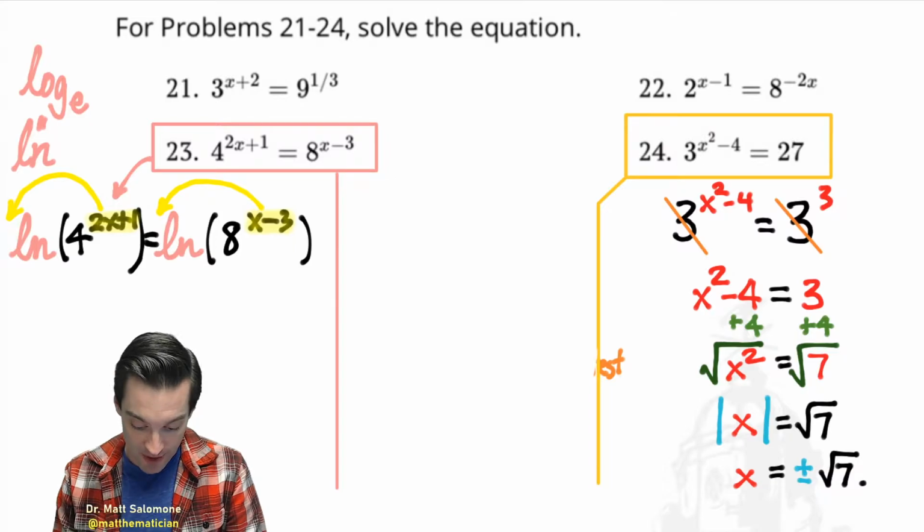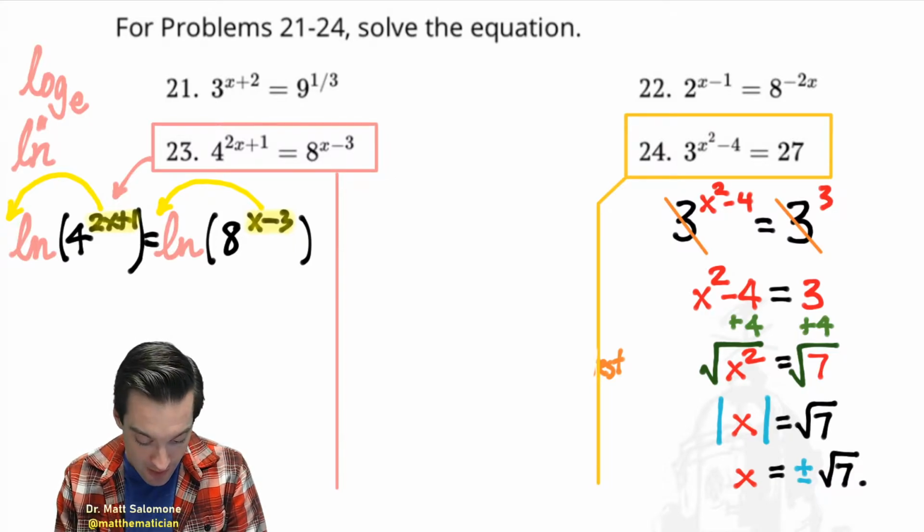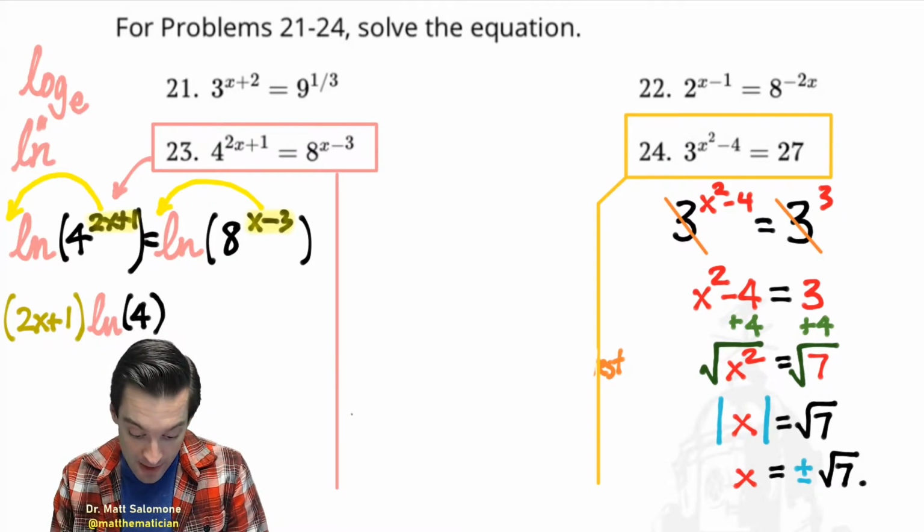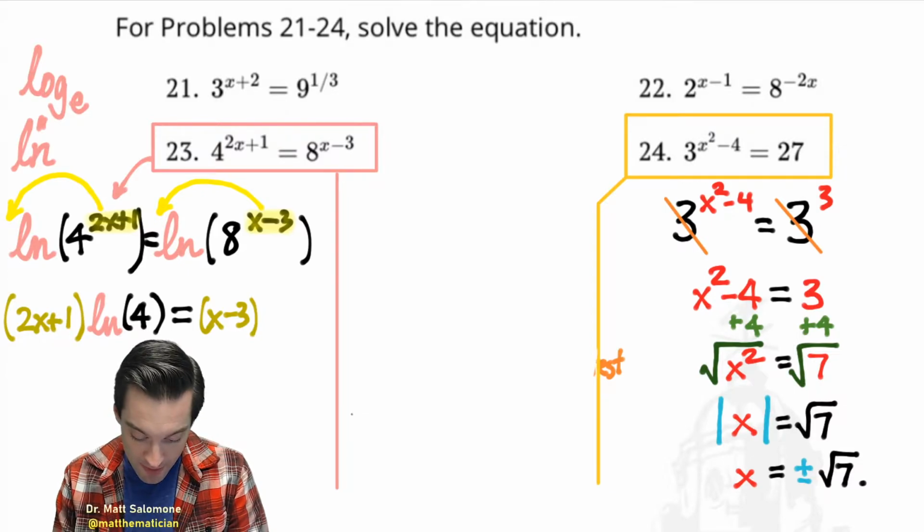So in the first example, on the left-hand side, I'm going to get 2x plus 1 times the natural logarithm of 4. And then on the right-hand side, I'm going to get x minus 3 times the natural logarithm of 8.